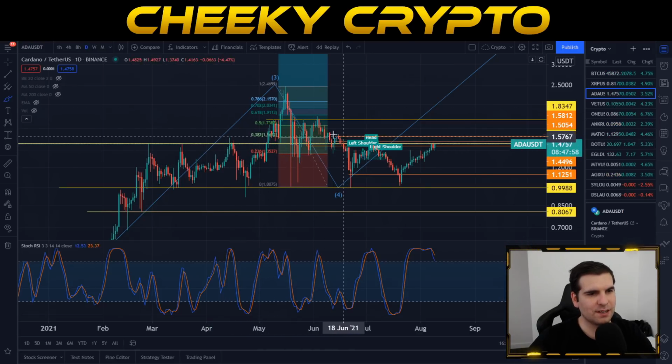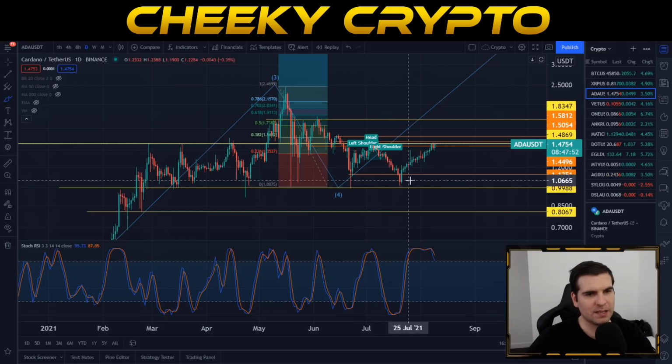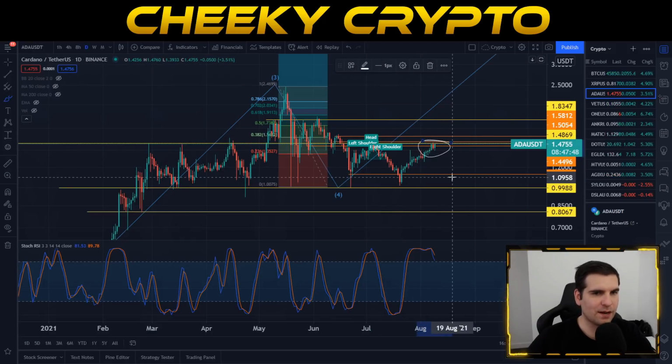This is then testing this area again as a support line before breaking it and really pushing back down. And again, testing it again with a head and shoulder pattern here before falling back down lower. And now we're retesting it again right now. So this is an interesting testing position for Cardano, currently set at $1.47 at the point of recording this video.